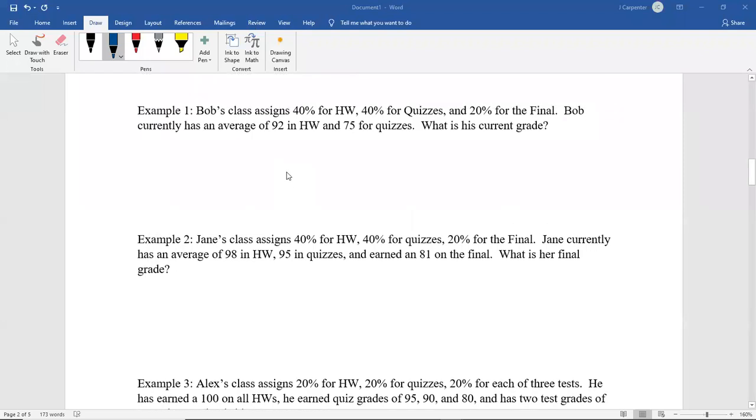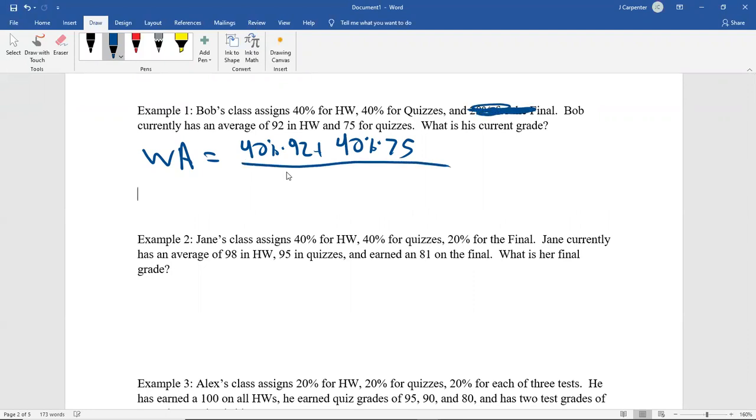Share screen. There we go. All right, so we know for example 1 that the weighted average was that 40% times the 92 plus your 40% times your 75, that was your quizzes. And then we don't use this 20% because there was no final exam grade given. We haven't taken it yet. And then we just divide by the sum of the weights, which was 40% plus 40%. And after you do all that math, what did we say we ended up with again? 83.5. Correct.